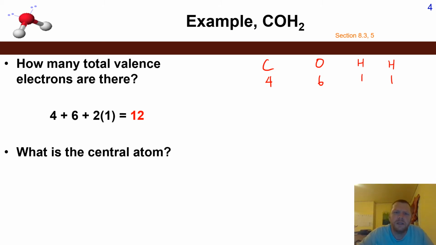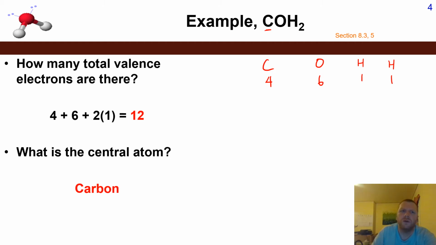Now, with that said, after we've calculated our total number of valence electrons, what's the next step? The next step is to figure out which is our central atom. So when we're looking at COH2, we can go ahead and eliminate hydrogen as a possible central atom. So then we're left with carbon and oxygen. How do we figure out which one of them would be the better central atom? One good rule of thumb is to look at which is the element farthest left on the periodic table. The answer to that question is carbon. Carbon is the farthest left on the periodic table.